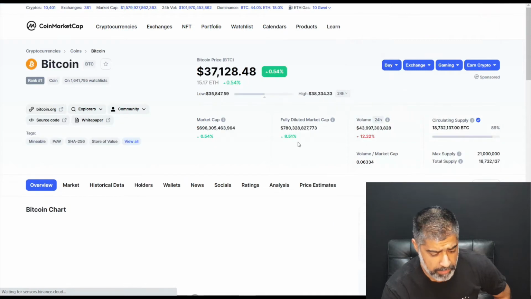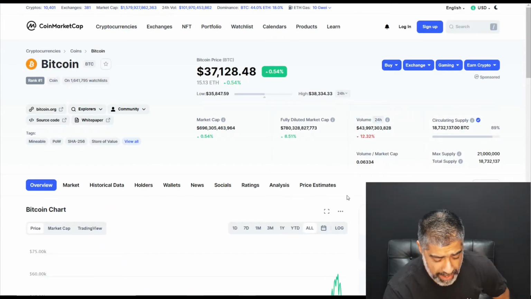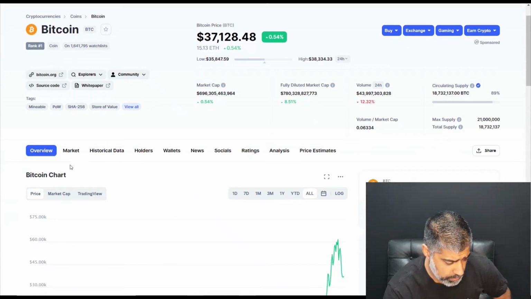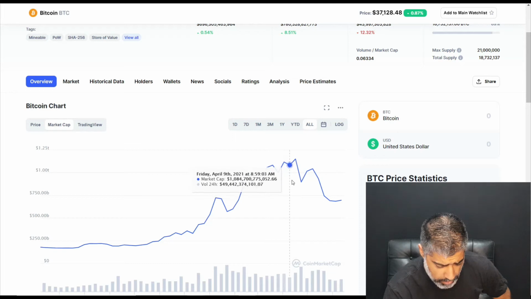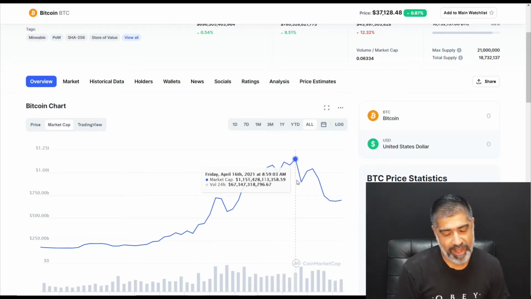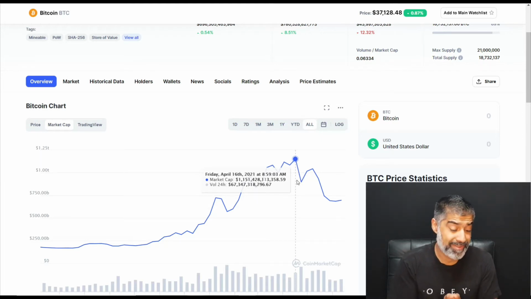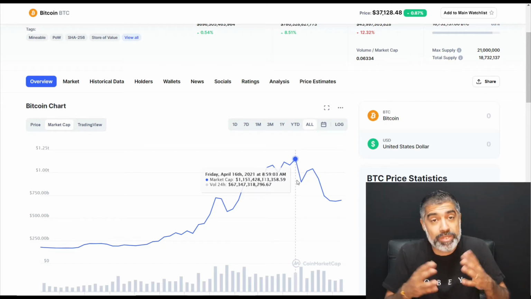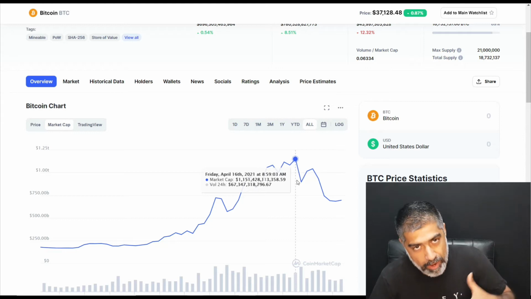When it comes to Bitcoin's market cap, today's Bitcoin market cap is $780 billion. Bitcoin's all-time high market cap, if we just zoom in here on CoinMarketCap, is 1.15 trillion, right? So for XRP to get over to $27, it would need to have a higher market cap than Bitcoin's all-time high market cap. Now, Bitcoin's probably going to go to a $2 trillion, $3 trillion market cap.